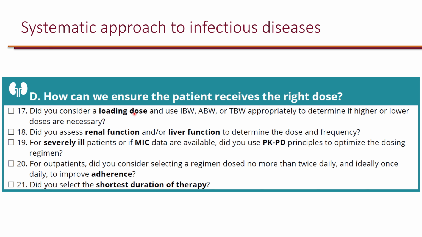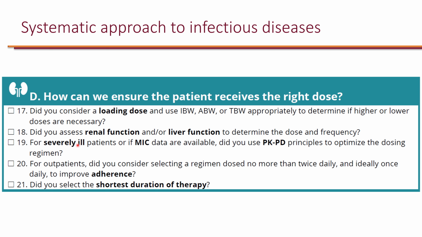So in general, you may consider a loading dose, if it applies to the antimicrobial agent, and you want to make sure that you use appropriate body weight. So sometimes some agents are dosed based on ideal body weight, sometimes adjusted body weight, and sometimes total body weight. So you want to make sure you are using the correct weight when calculating the dose. And sometimes you need dose adjustments. So depending on renal function and liver function, you may need to adjust the dose based on that.